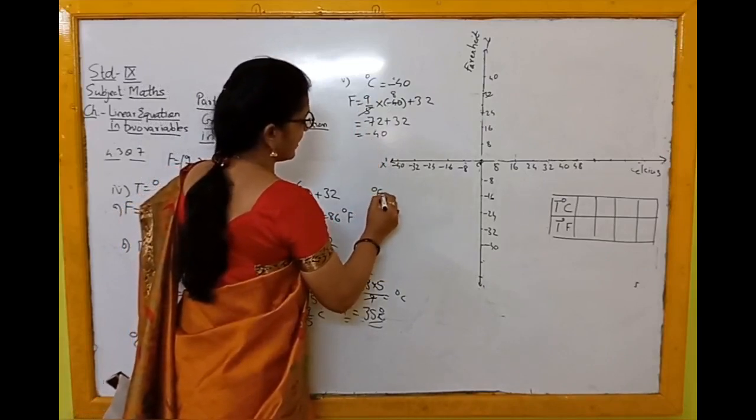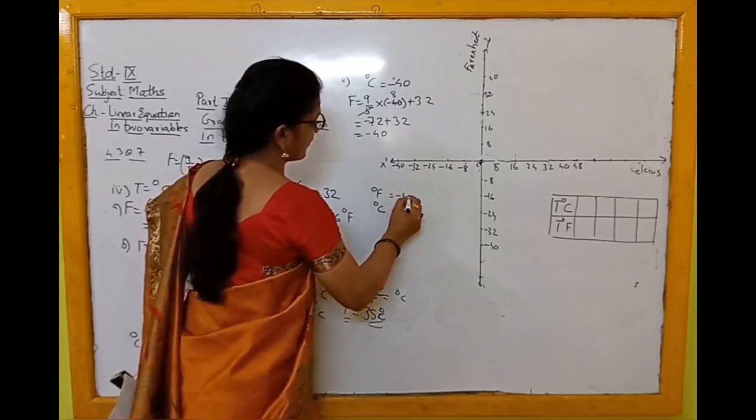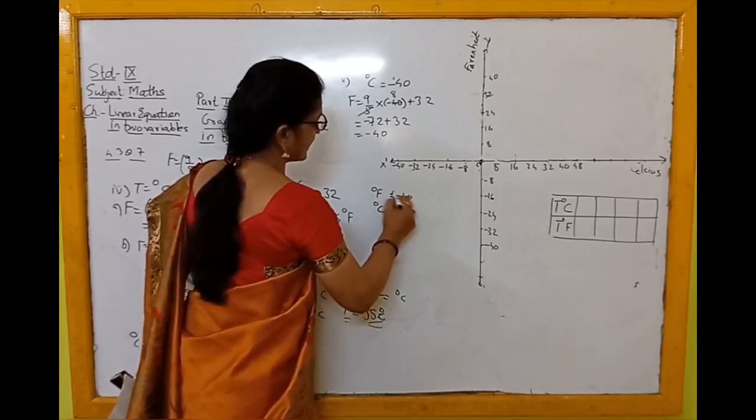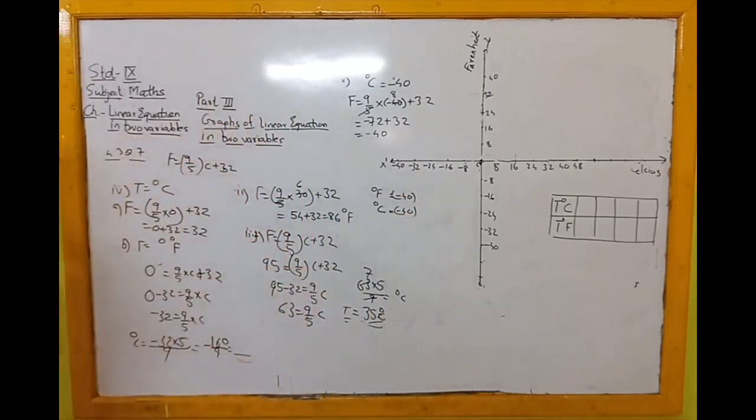Temperature in Fahrenheit and temperature in Celsius are both minus 40. So we will plot this point, it will come here, minus 40, minus 40.